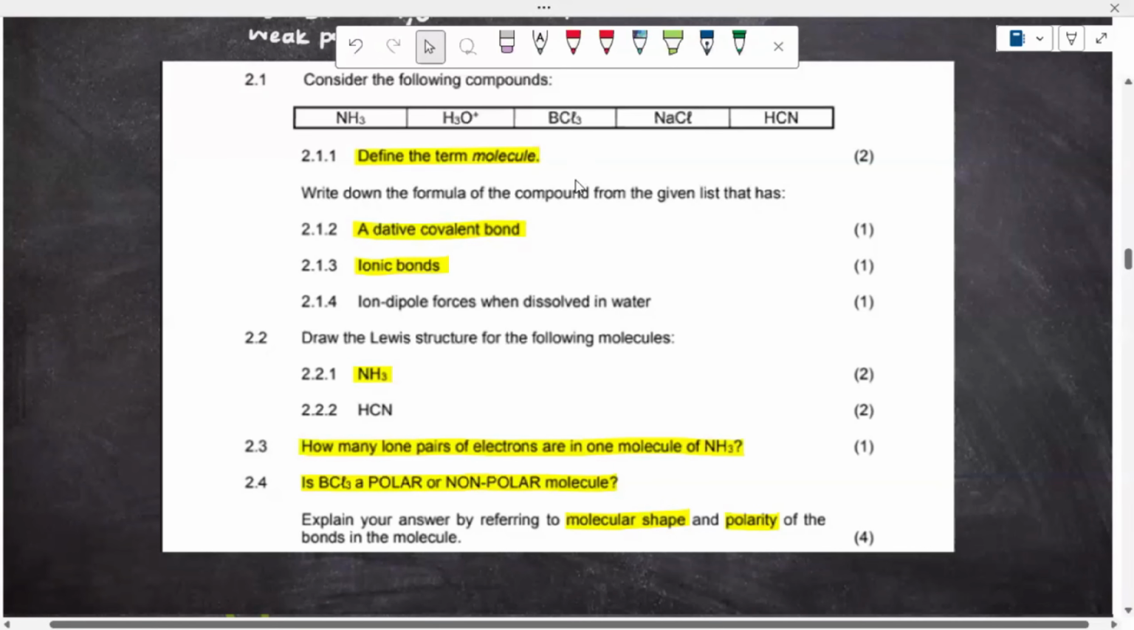Cool. So then they've given us these lists of compounds, and now they want us to match the descriptions to each of these. So, a dative covalent bond. I actually didn't touch on this. What is the difference between a dative covalent bond and a covalent bond? Why are we specifying dative? What does that mean?